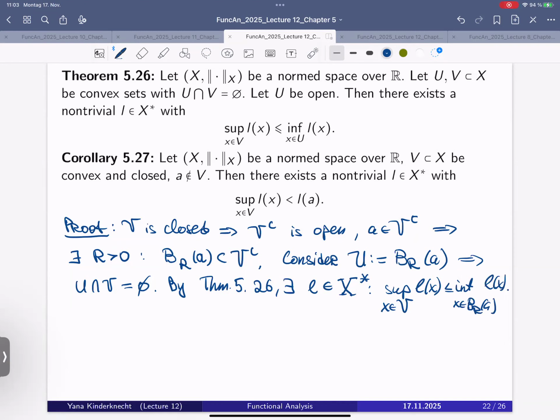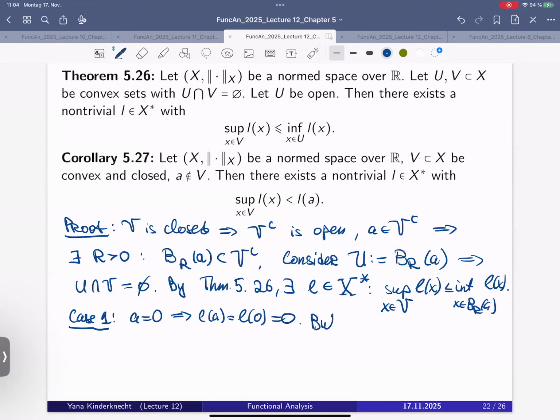Now let us check that we may have this strict inequality, but here not the infimum over the whole ball, but just the value of the functional at the centrum of the ball. So case 1, A is just the origin. Hence, L of A is just L of 0, and this should be 0 because L is a linear functional.